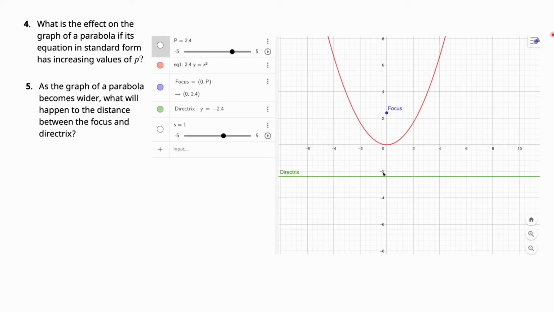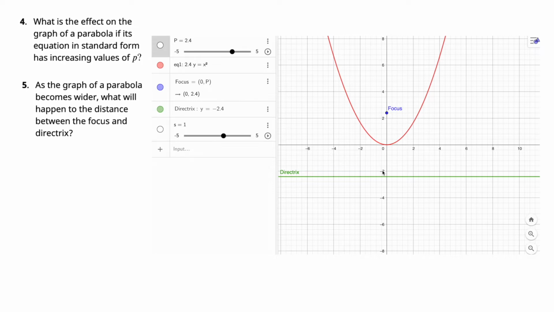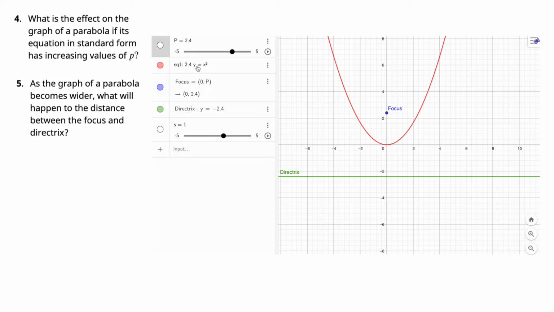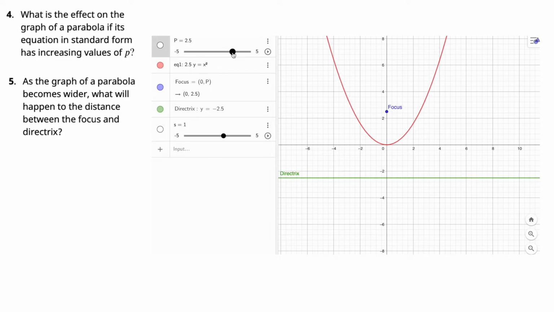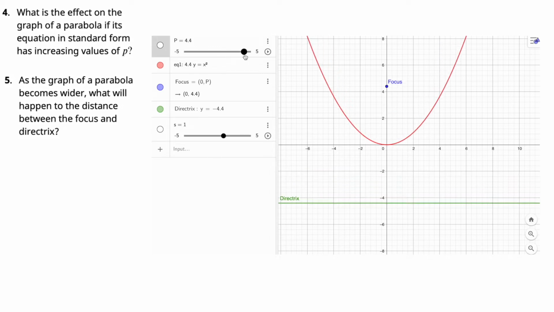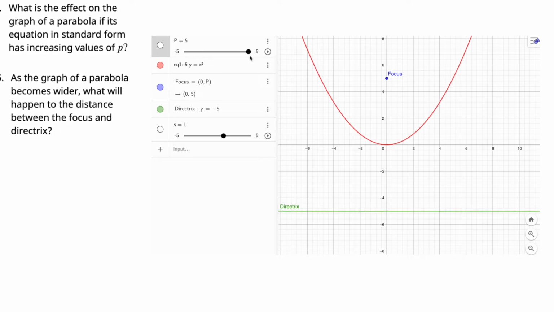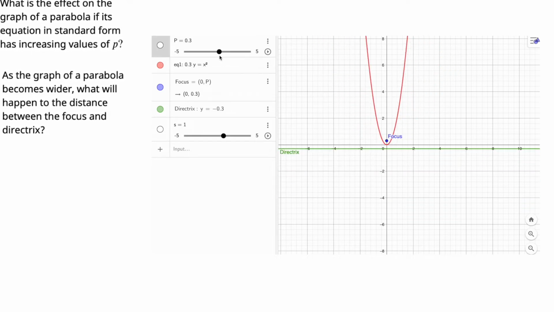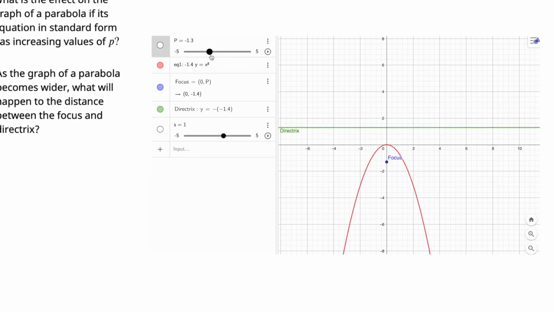See what happens when we mess with the distance that the focus is away from the vertex, which is also the same distance as the directrix is. So if I put a slider in here, this is x squared equals py. If I change the p, if I make it bigger, the bigger the distance the focus is from the vertex, notice the flatter the parabola gets. If I make it closer to 0, the tighter it gets, until it gets negative. Same thing, but negative, it flips around to the other side.